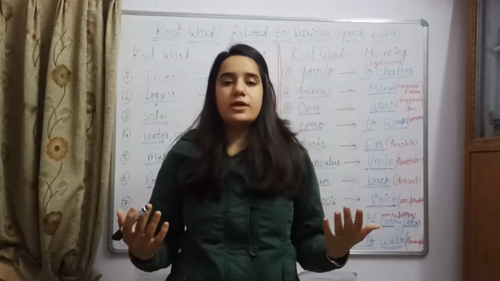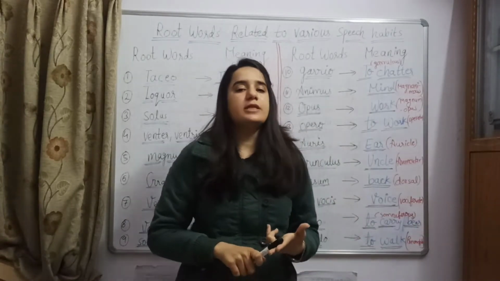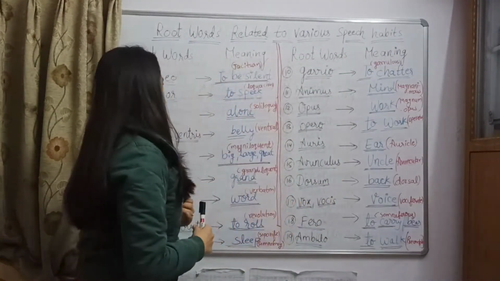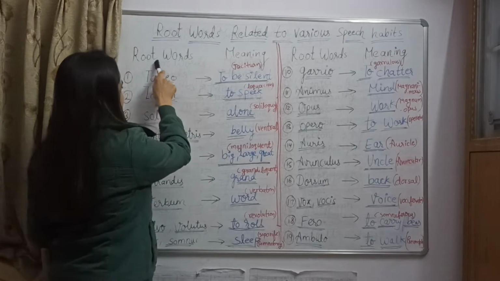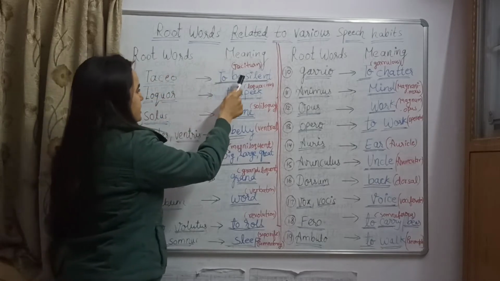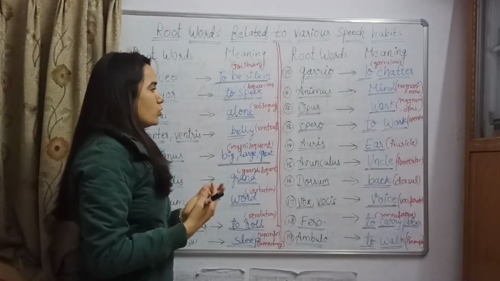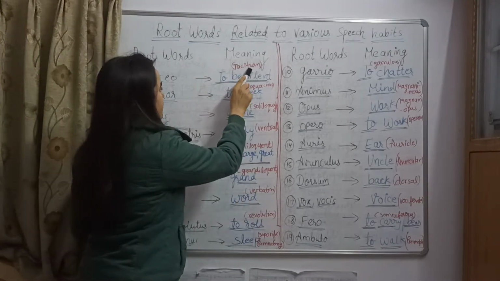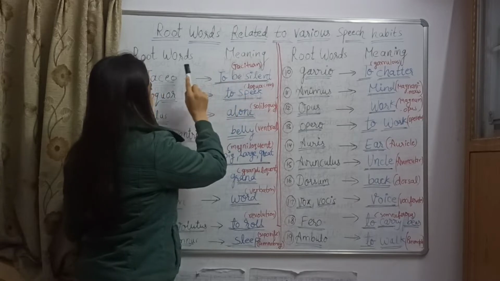Here we are going to learn about some root words vocabulary related to various speech habits. So, first here is tesio. Tesio is the root word and its meaning is to be silent. The one who is silent all the time, who is quiet all the time. So, taciturn is the vocab and this vocab is made from the tesio root word.